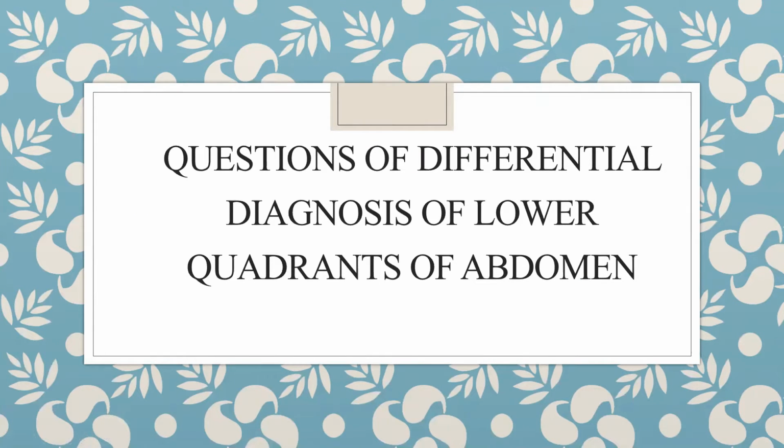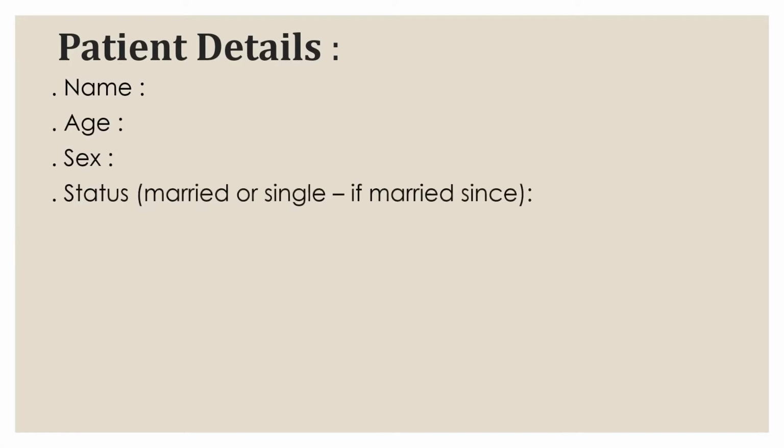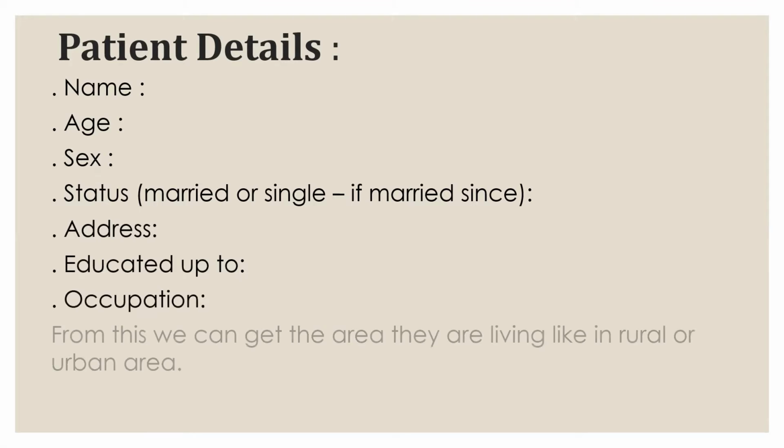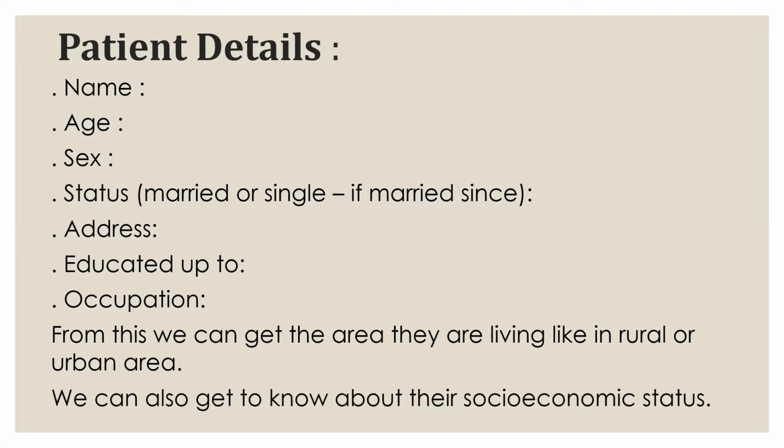Today we'll see the questions of differential diagnosis of lower quadrants of the abdomen. First, we'll see the preliminary data. Patient details: name, age, sex, status, married or single, address, educated up to, occupation. From this, we can get the area they are living, like in a rural or an urban area. We can also get to know about their socio-economic status.